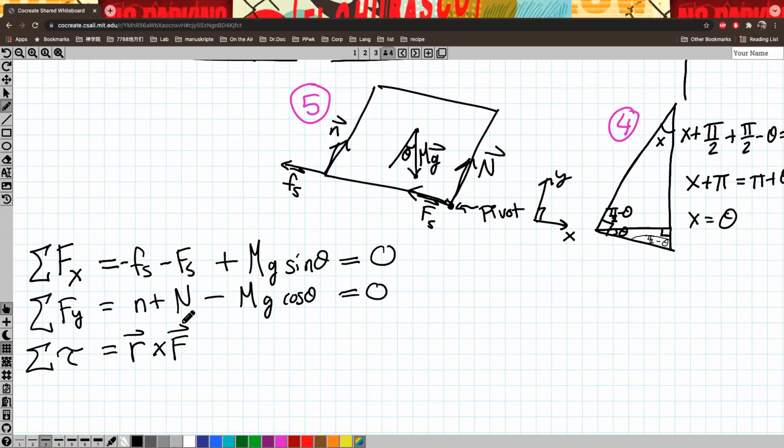So let's start with the gravitational force. The distance from the center of mass to that pivot point, I can make a right angle. Yeah, I guess we should do that first. So it would be R cross G. That's easy enough.